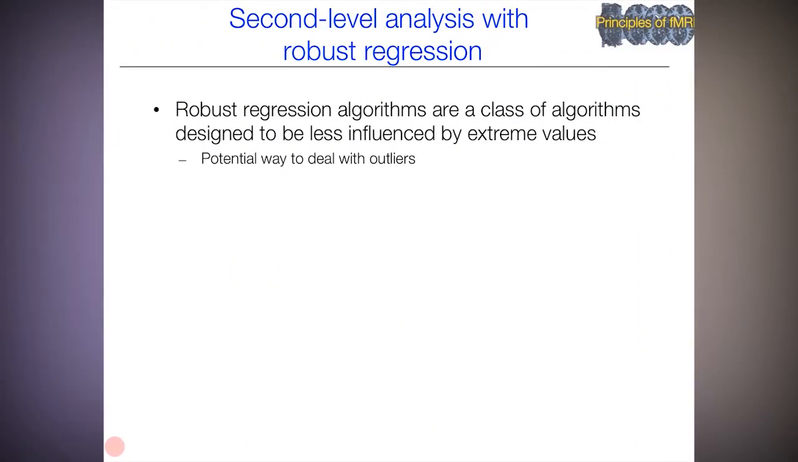Welcome back. In this module, we're going to talk about weighted least squares and robust regression. So let's talk about second-level analysis with robust regression. Robust regression algorithms are a class of algorithms that are designed to be less influenced by extreme values. So this is a potential way to deal with outliers and extreme observations in your design.